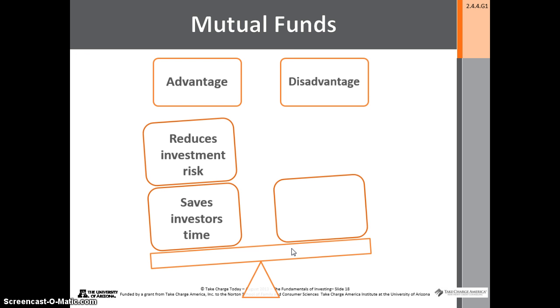Okay, then you've got advantages of mutual funds. Your advantages of mutual funds is to reduce investment risk and it saves investors time, whereas a disadvantage is fees may be high. Mutual funds are popular because they reduce the amount of investment risk by spreading among a variety of investments. Investors are saved time because time is not spent choosing individual investments. Instead, a group of mutual fund managers constantly evaluate the investments to buy and sell.